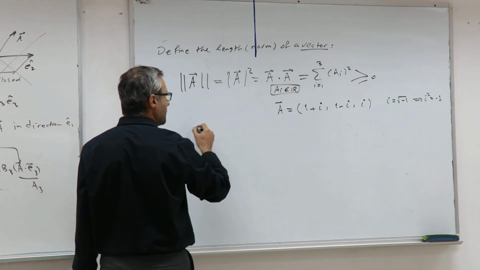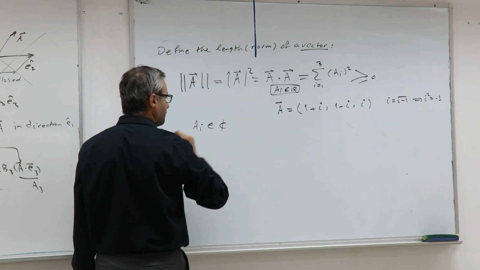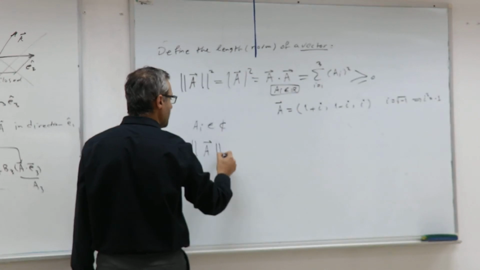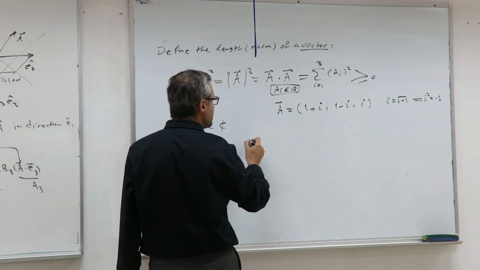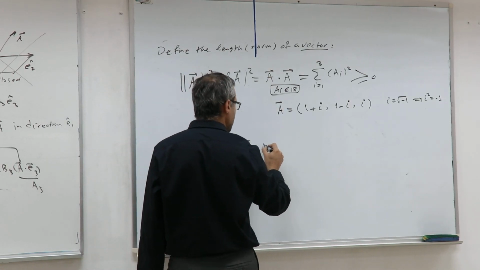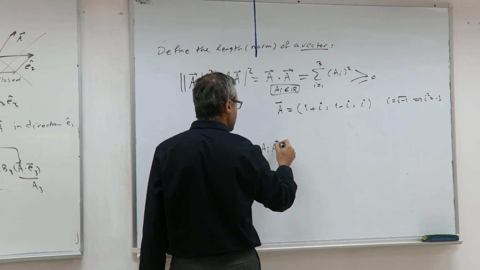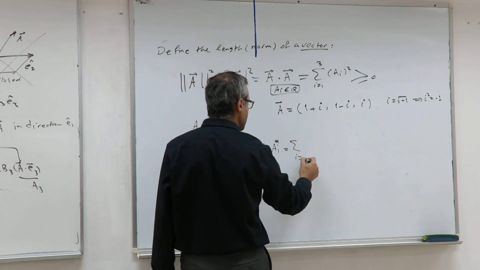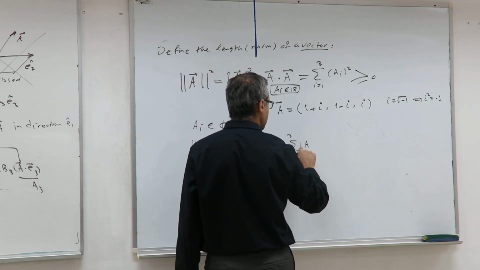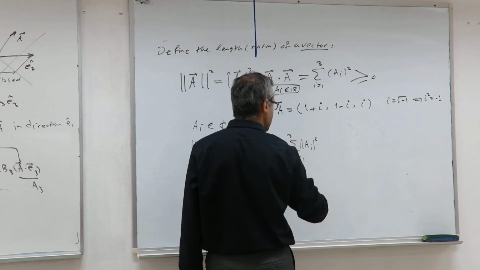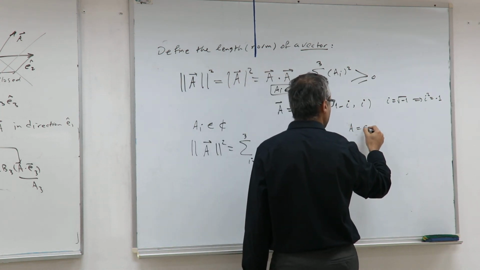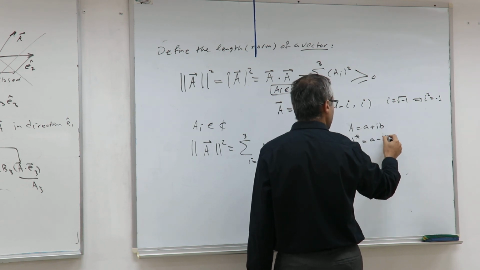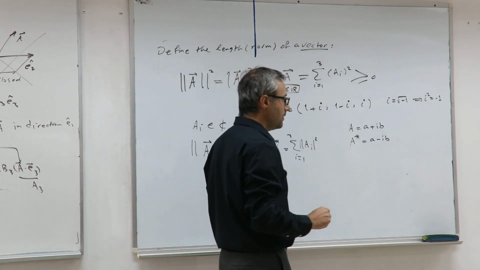If you have a complex number, the norm of the vector is the same. You just need to change it a little bit. Instead of one of them, you need to define the complex conjugate of this quantity. What is the complex conjugate? You know that if you have a complex number like a plus ib, the complex conjugate is just a minus ib. So just change the sign.